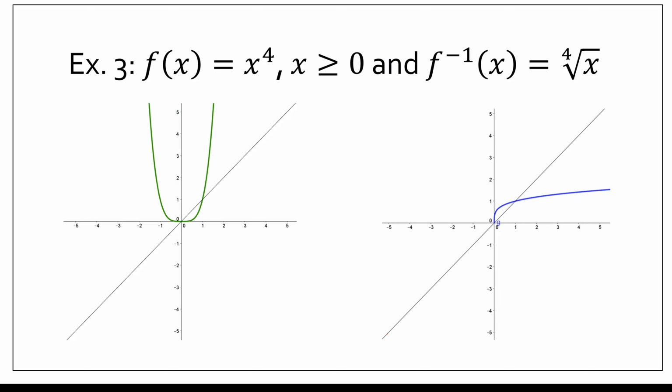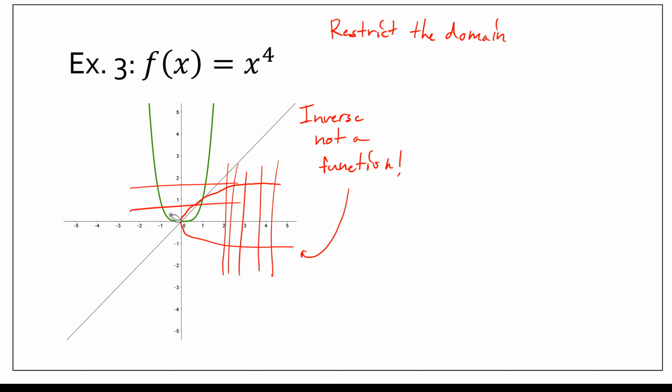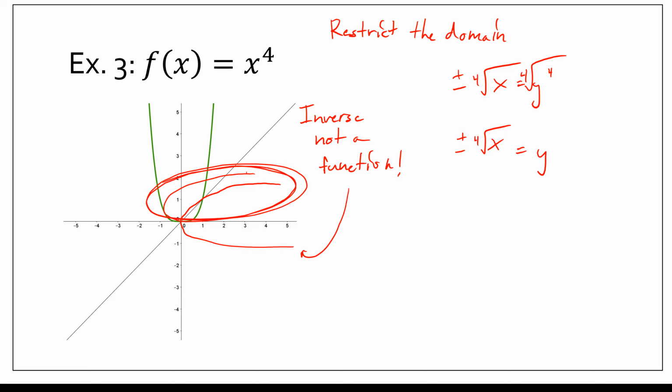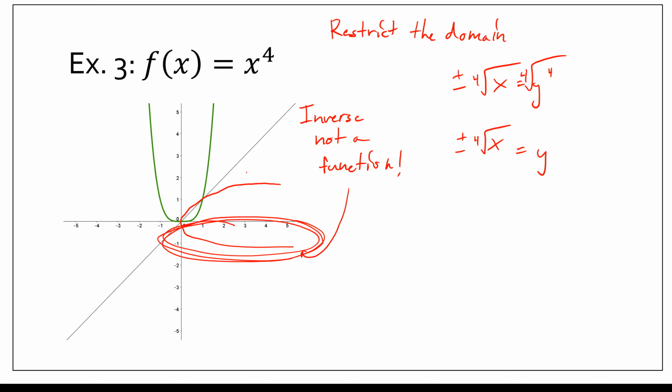So let's just quickly recap. My original function, when I flip it over, it is not a function. And here's the reason. If I were to actually solve for this, so flip the x and the y, when I take the fourth root, remember, when I take the fourth root, I need a plus or a minus. So y equals plus or minus fourth root of x. The positive version of the root is reflected here. The negative version of the root is reflected here.